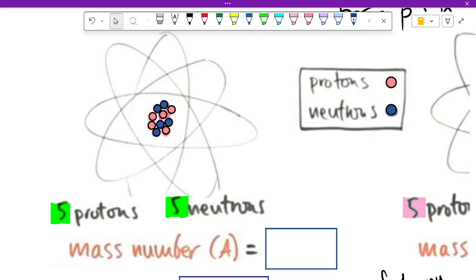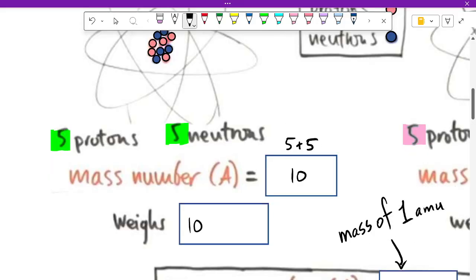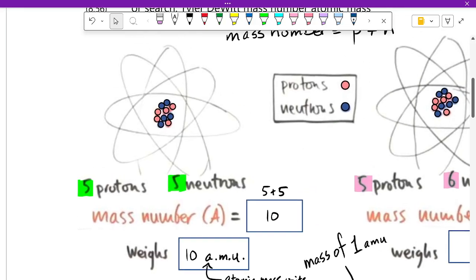Yana. 10. 5 plus 5 equals 10. So it weighs 10 what? AMU. And what does AMU stand for? Atomic mass units.